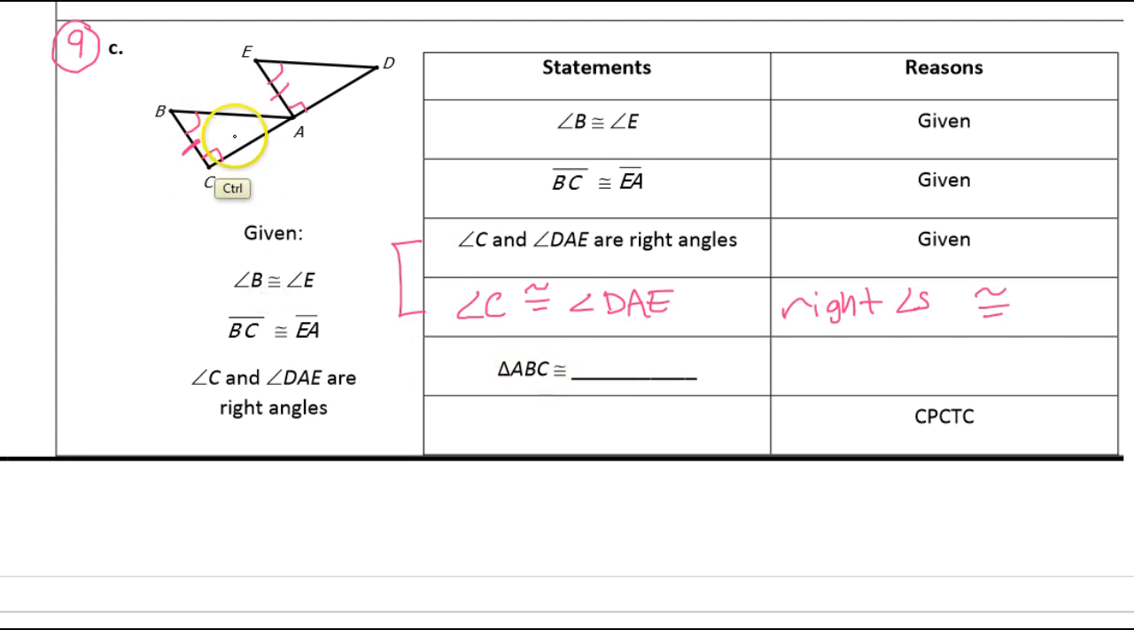So now we're ready to say that these two triangles are congruent by angle, side, angle. So we have two angles and the included side. Two angles and the side in the middle. This time they're leaving us to make the congruence statement ourselves. So triangle ABC is congruent to triangle DEA.